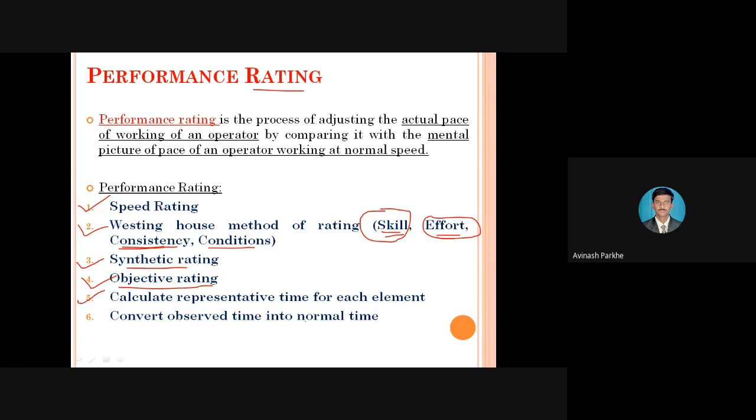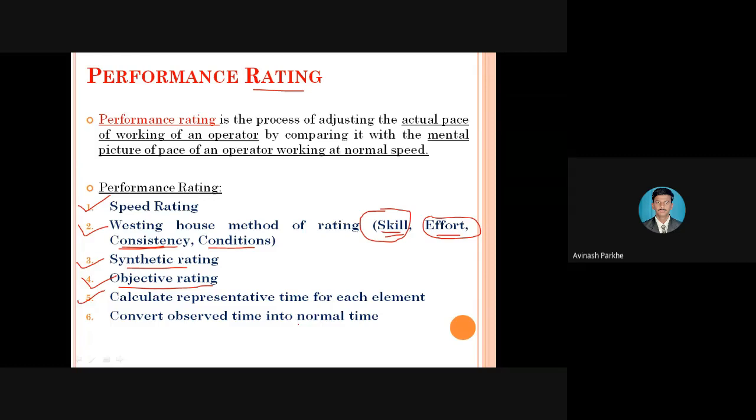Then the fifth one is called calculate a representative time for each element. So what is the meaning of method number 5? That is, calculate the representative time for each element. So you are dividing your task into a number of elements. That means if you have to convert your raw material into finished goods, we are converting that raw material into finished goods by performing a number of operations. Maybe you are performing so many operations as per the requirement.